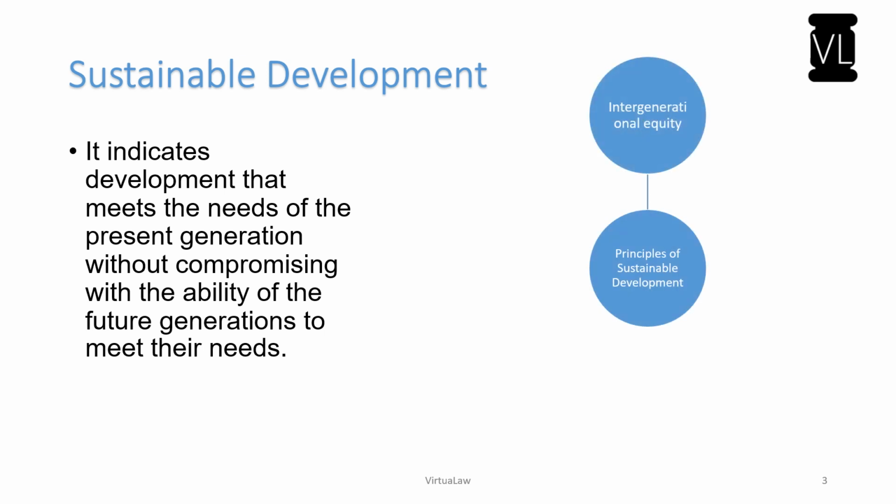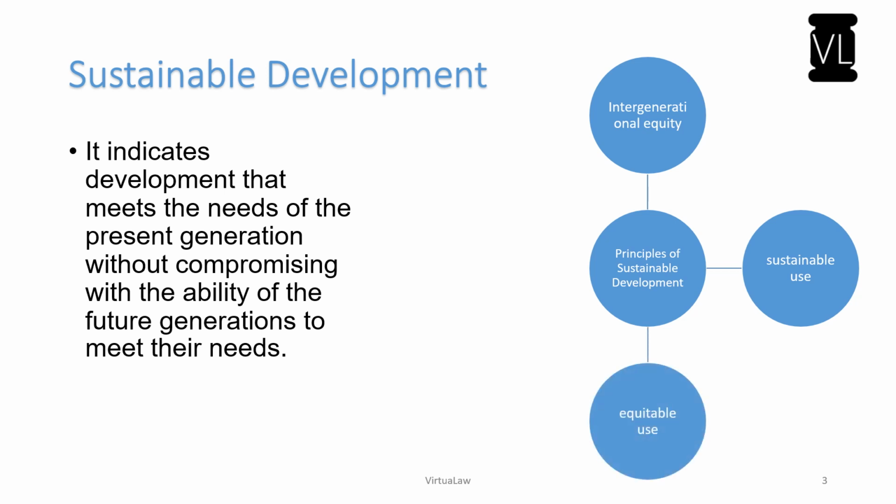So that is what we have seen. You need to maintain that balance between the generations. All the generations have their right on the resources, which is intergenerational equity. Second, sustainable use. Whatever be the usage of the product, it shall be used sustainably. And the third principle talks about equitable use.